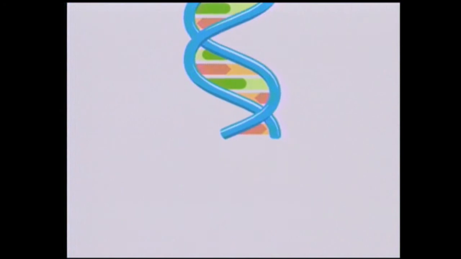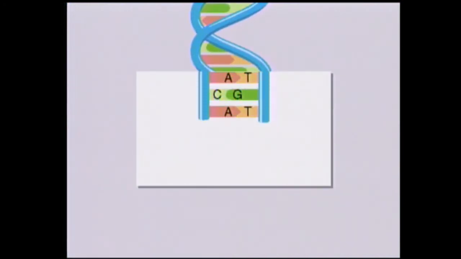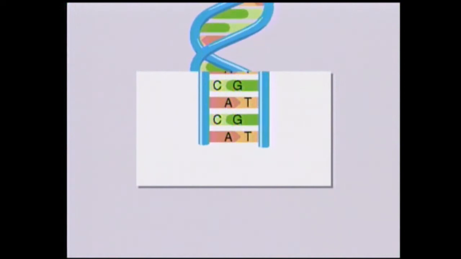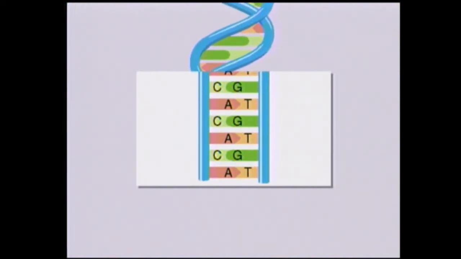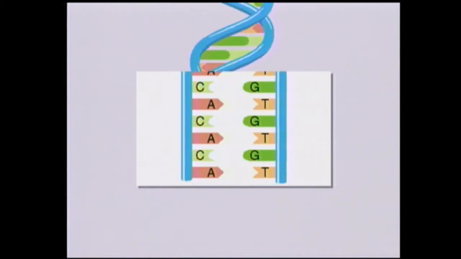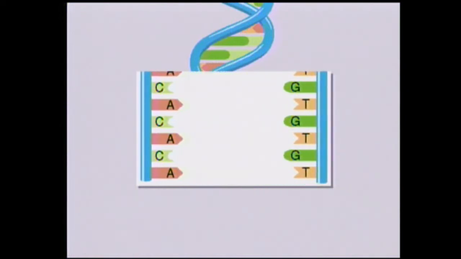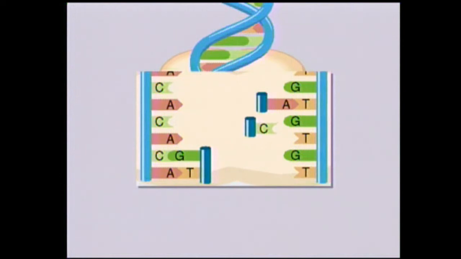DNA copies itself through a process called replication. At the beginning of replication, the double helix unwinds. Enzymes break the hydrogen bonds holding the base pairs together, and the strands separate. Each strand of DNA is copied by an enzyme called DNA polymerase. Each old strand of DNA serves as a template for a new complementary strand. The new strands are made from free-floating nucleotides by DNA polymerase. Complementary base pairs are matched. A always pairs with T, and G always pairs with C.